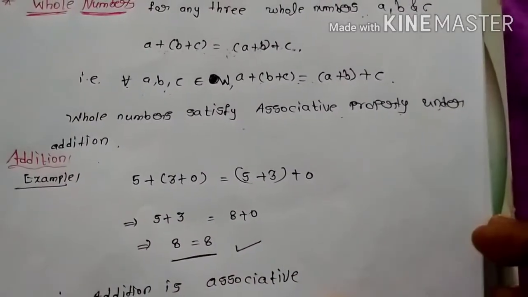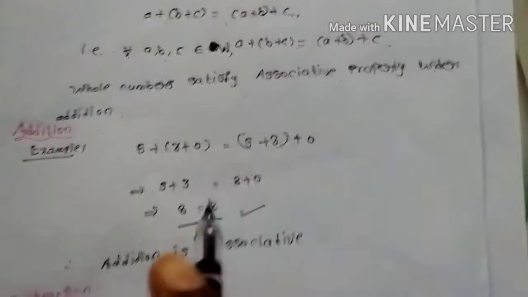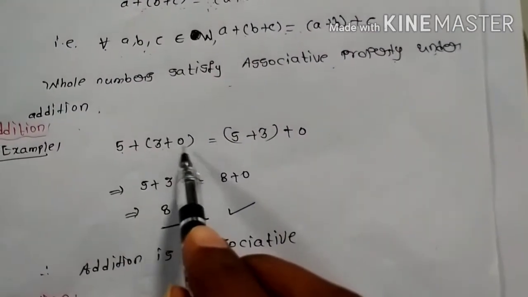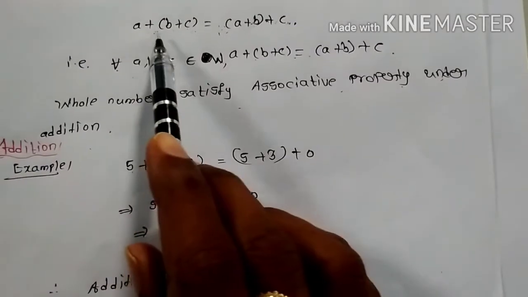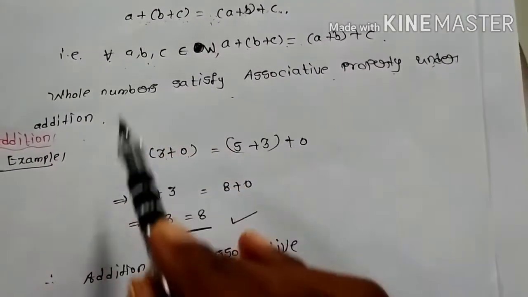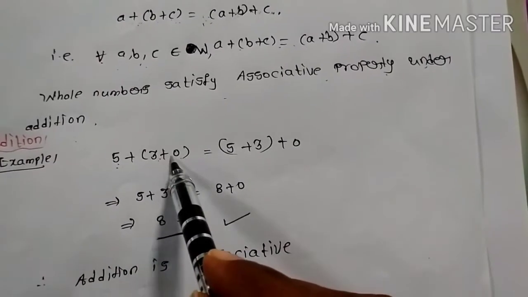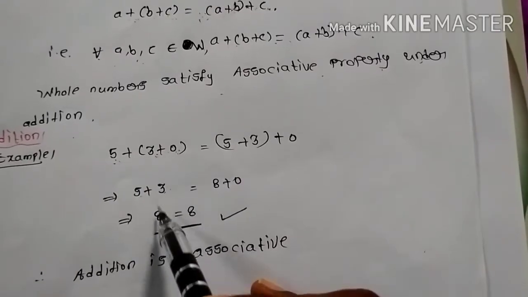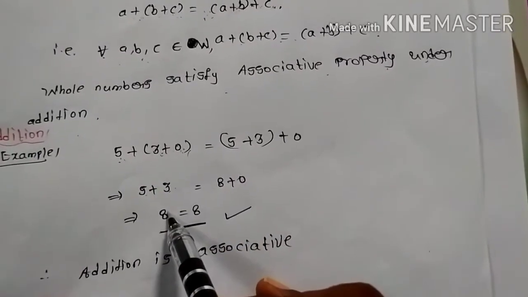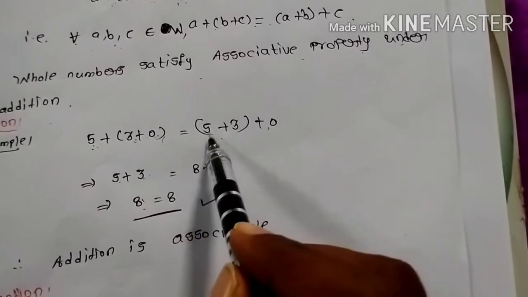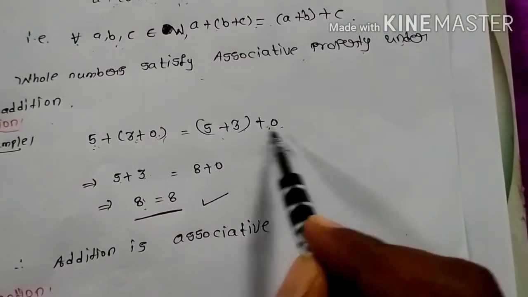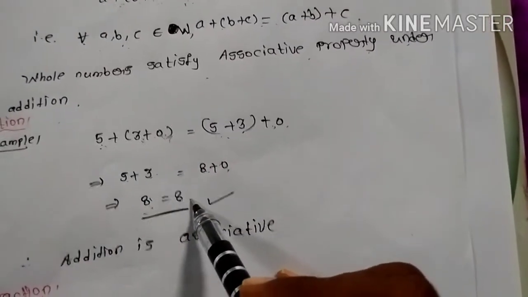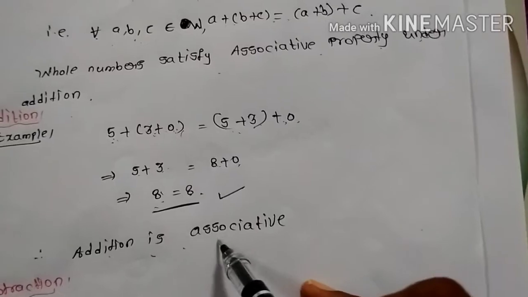Now you can see whether it is satisfied or not. I have taken three numbers: one is 5, one is 3, one is 0. That means I write a plus b plus c. Instead of a, I write 5 plus of 3 plus 0. 5 plus 3 is 8. We got LHS 8 only. On the right side you can see 5 plus 3 of plus 0. 5 plus 3 is 8. 8 plus 0 is 8 only. 8 is equal to 8 or not? Yes. So addition is associative.